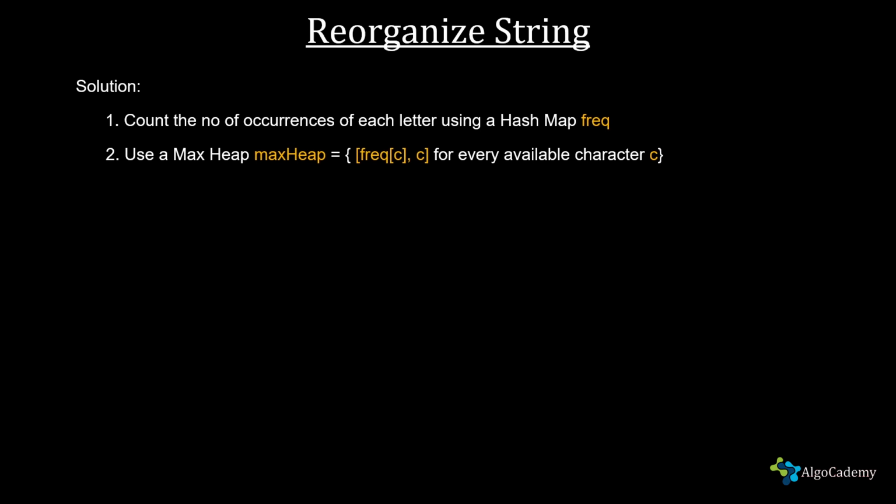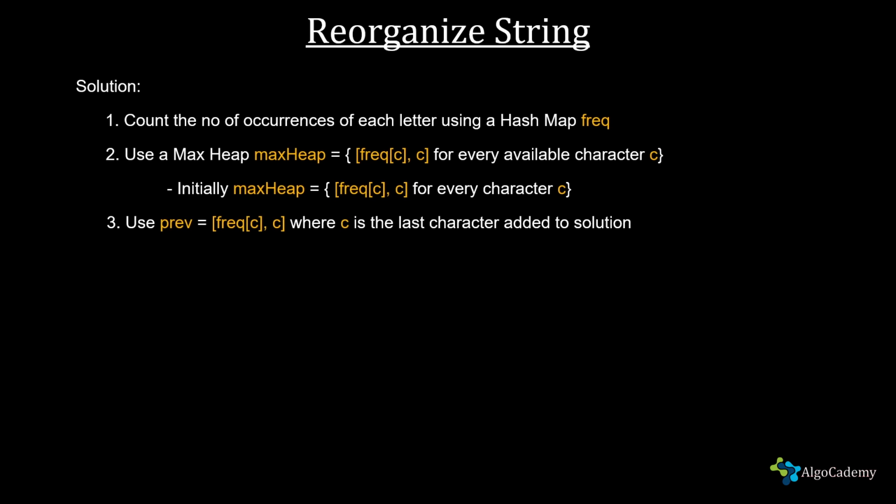Because initially our solution is empty, so we don't have a last added character, which means that all the characters in s are available, we will initialize this max heap with every pair, frequency of c and c, for every character c in the hashmap. In order to solve the problem of taking into account only the available characters, we will use a variable prev, which will store the last added character to the solution along with its frequency. And you will see how this works in a minute.